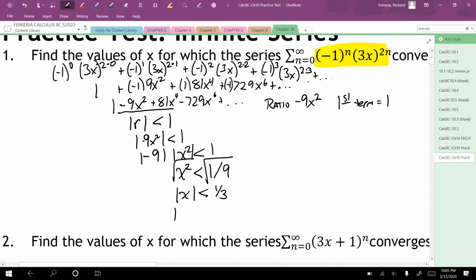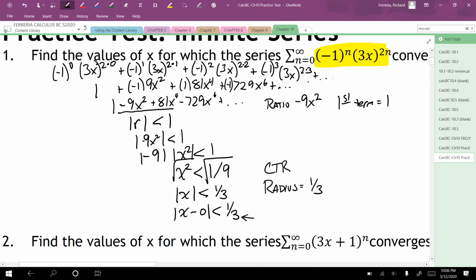If we put this in a form that makes it look obvious for those of us in calculus, then we'll see that the center of this series is 0. As you can tell by all the terms, the center is 0. And then the radius of this series is 1/3. And that's great.